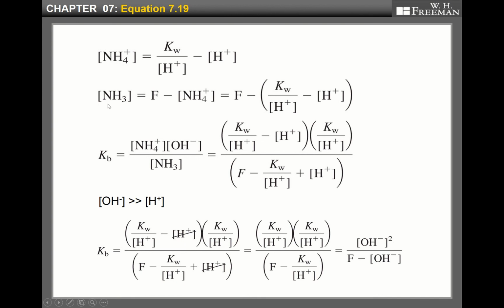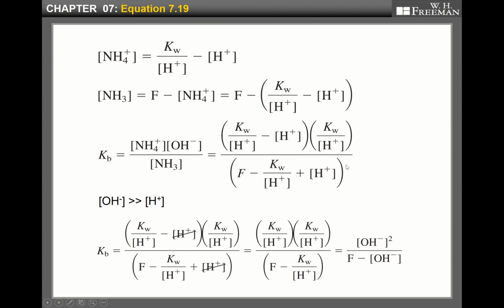Here, from the mass balance equation, the ammonia concentration equals the formal concentration minus the ammonium ion concentration. Here the expression for the ammonium ion concentration is given by this one, and then substitute into this ammonia expression. Here you get this equation, and then Kb is given by this one, and you also substitute the expression for ammonia concentration into this Kb equation. And for the ammonium ion concentration, you use this one.